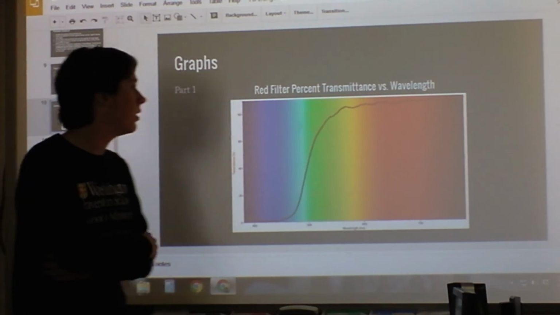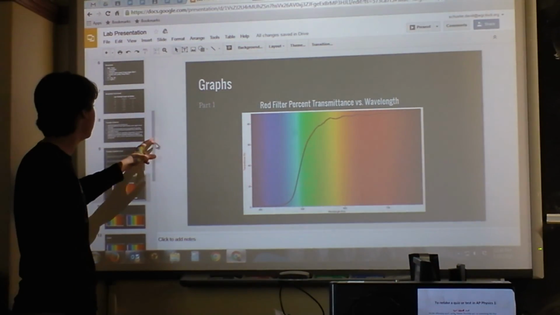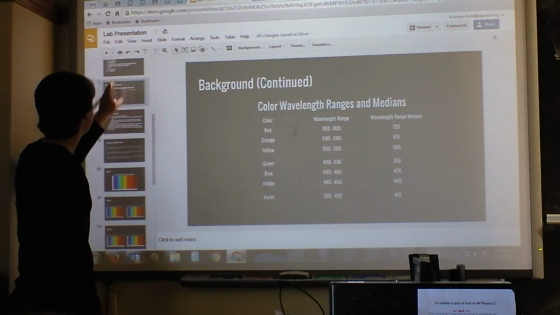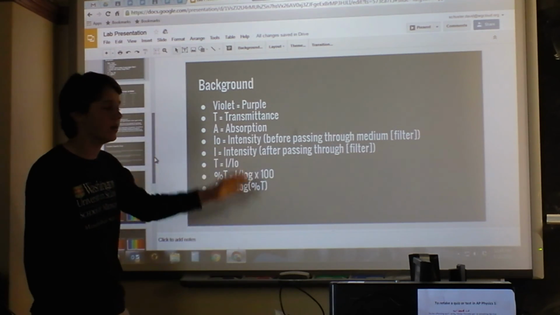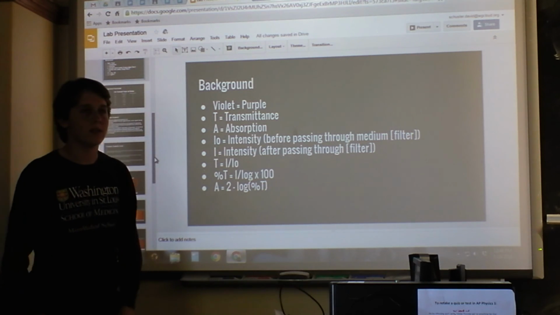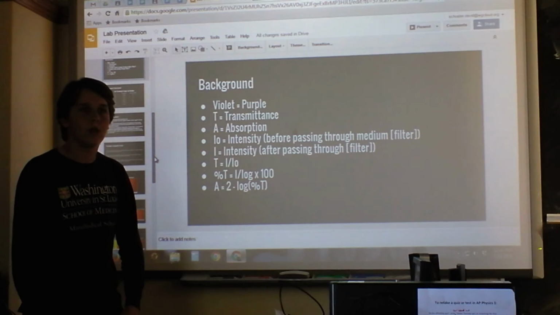So the spectrophotometer takes all of this data, and I said in my background how to convert between it. So basically, it just takes the intensity and the initial intensity and the final intensity, and you can convert between the 3. Thank you.